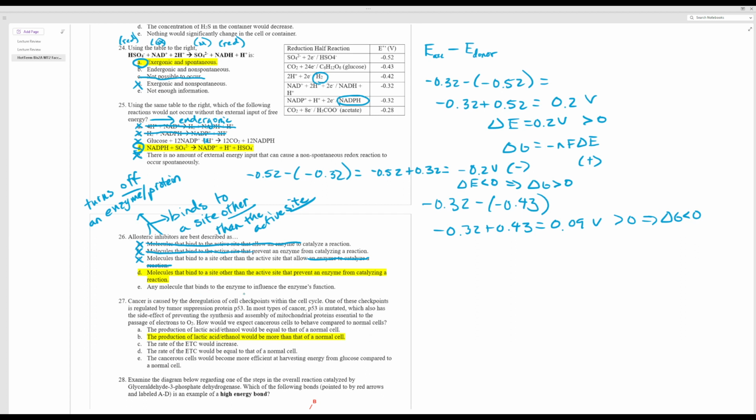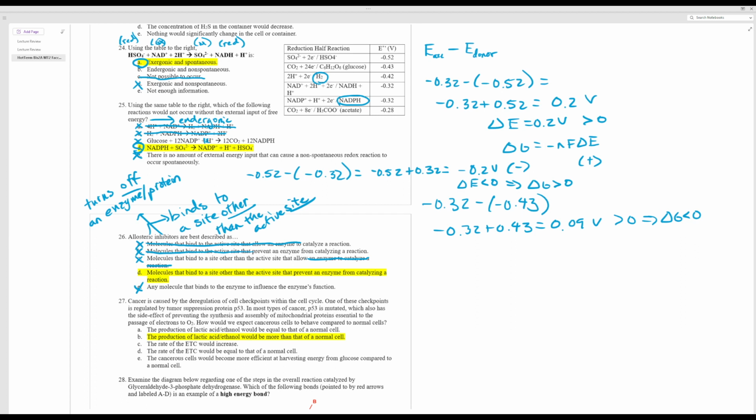E, any molecule that binds to the enzyme to influence the enzyme's function. This is wrong because competitive inhibitors and activators will both bind to the enzyme and influence the enzyme's function. Well, kind of. Not really. More so, the better explanation for this one is inhibitors, right? So inhibitors are strictly talking about turning off the enzyme, whereas this one's just saying any influence on the function, turning it on or off.